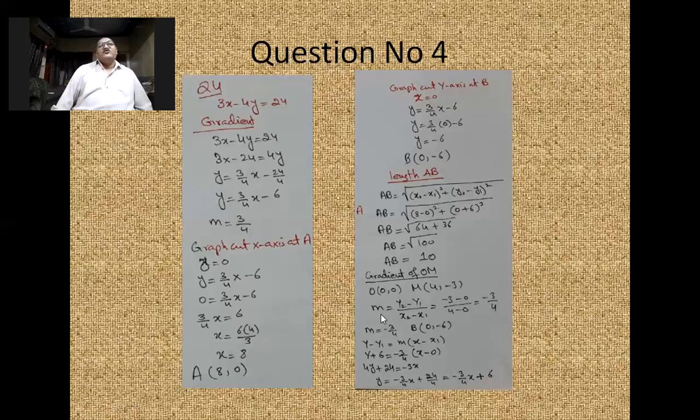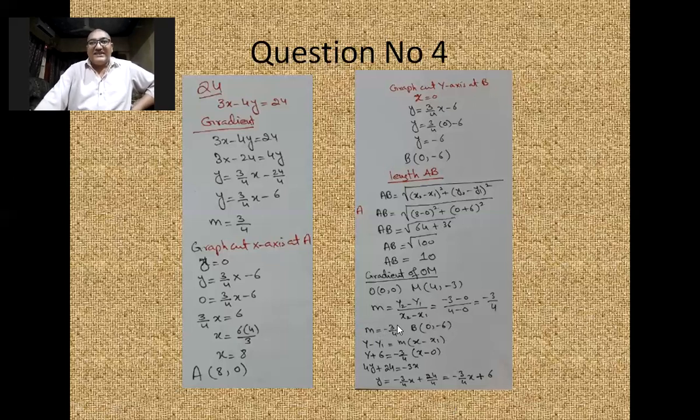The gradient formula is y2 minus y1 divided by x2 minus x1. And it will be minus 3 minus 0 divided by 4 minus 0. So it will be minus 3 by 4. The gradient of the OM line is minus 3 by 4. We have another line which has the same gradient as OM, so the gradient of that second line will also be minus 3 by 4. And that line passes through the point B. The point B is 0, minus 6. So we have to find this equation.